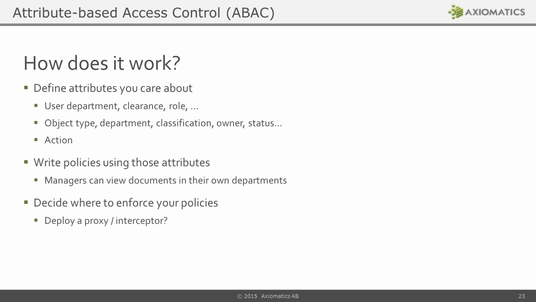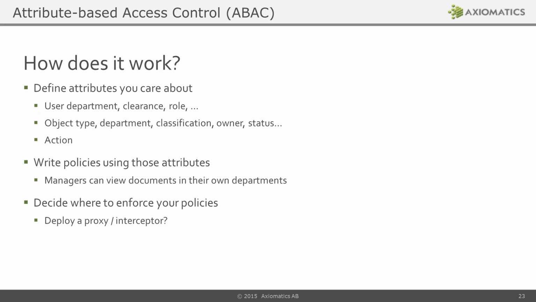It could be the user department, the user clearance, their role, or it could be focusing on the resource. It could be the type of object we're dealing with, that object's department, its classification, its owner, its status, its amount, if you're dealing with amounts, and many more attributes. It could be the action, it could be the time of the day. There's really, in theory, no limit to what attributes you could use. Jerry, you mentioned being able to use device information. Device type here could be yet another attribute that you could use.